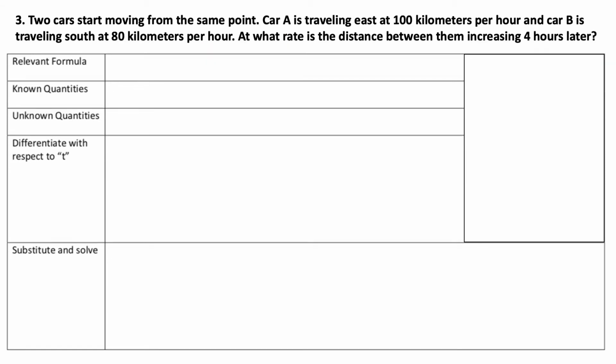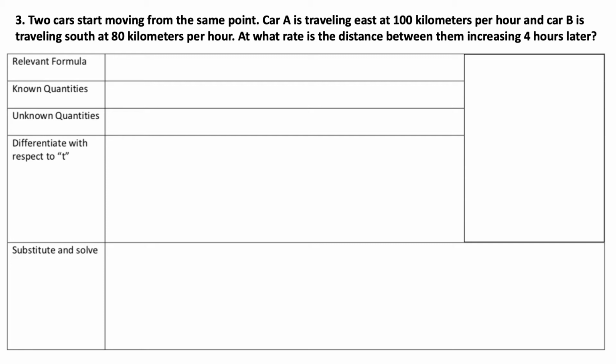Okay, here we go with another fun one. This says 2 cars start moving from the same point. Car A is traveling east at 100 kilometers per hour and car B is traveling south at 80 kilometers per hour. At what rate is the distance between them increasing 4 hours later? Again, reading it quickly, it's kind of a lot to think about, but if we draw a picture, it'll be much easier to visualize.